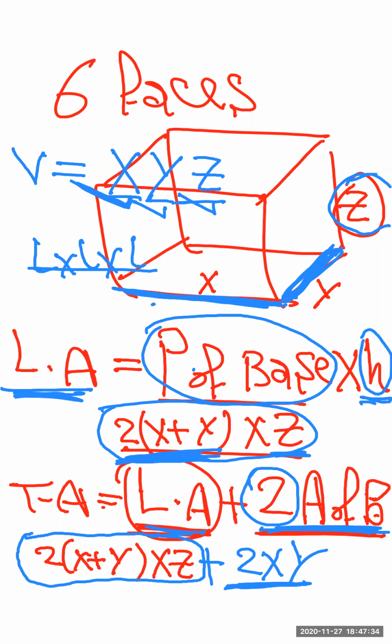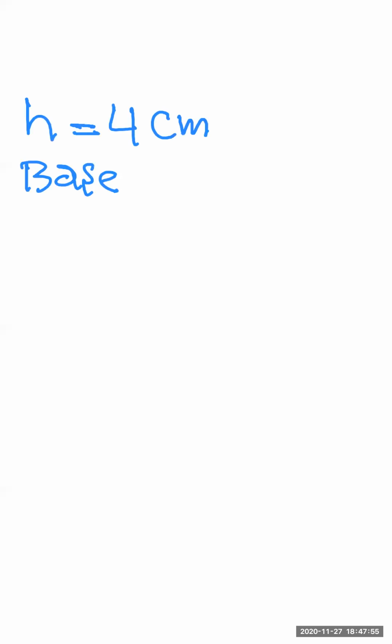Let's solve one example so that we can understand this well. Here, in this example, the height of the cuboid equals 4 centimeters. And the base is a square.